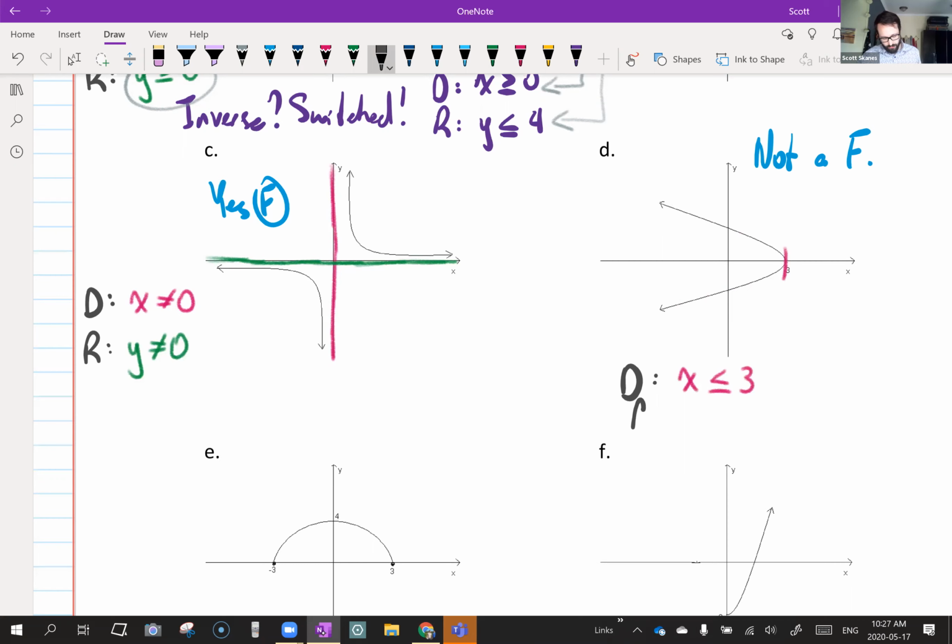The range, it looks like there's no restriction on what y can be. For example, y could be 3, 2, 1, 0. All these y values exist, and it goes forever in both directions. And so y can be anything. Y can be any real number. All right, this is the big idea here.